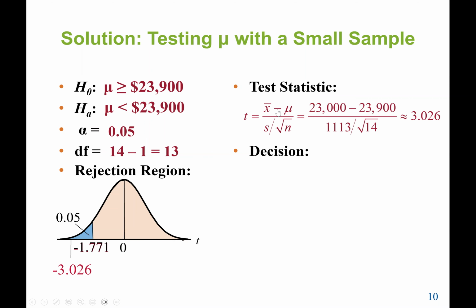Then after that, we find our test statistic using the formula X bar minus mu divided by S divided by the square root of N. That gives us 3.026. Now we are going to make our decision to reject H0. The reason why is, again, we can see 3.026 falls in the brown area. So this is the reject region.